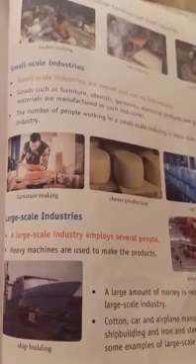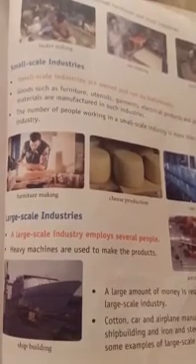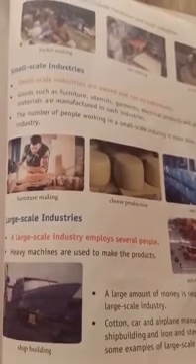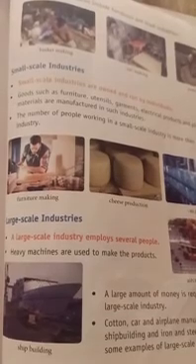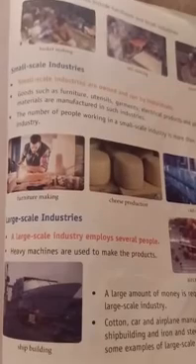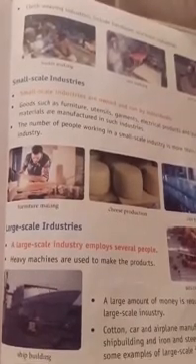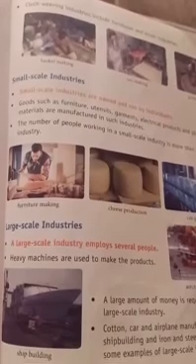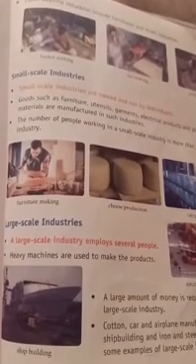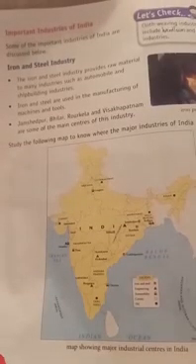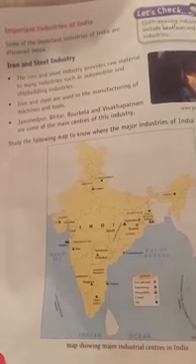And better goods can also be produced at low cost. That is why such industries are being encouraged in India. And in this type of industry we can see large numbers of people working and manufacturing things. So the iron and steel industry comes under large scale industries, right?